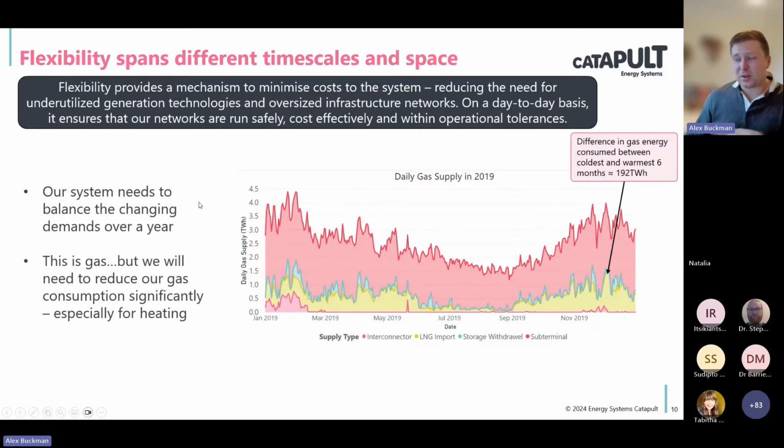And just a little stat: in 2019, the difference in gas energy consumed between the coldest and the warmest 6 months was 192 terawatt hours, and that is a heck of a lot of a difference. So when you start thinking, if we can't have our gas for our gas boilers, we've got to replace that with electricity. Therefore, the big question is, how are we going to create enough capacity for that electricity supply within those winter months when we can't necessarily rely on the import of fossil fuels?